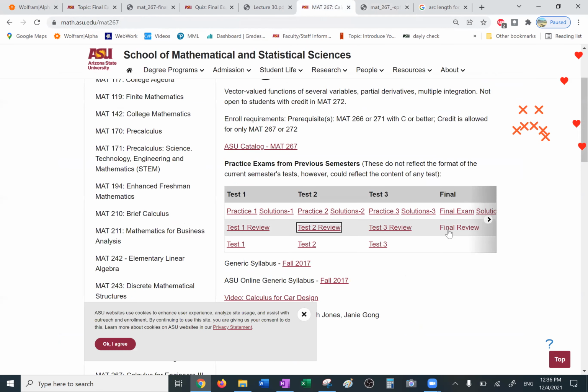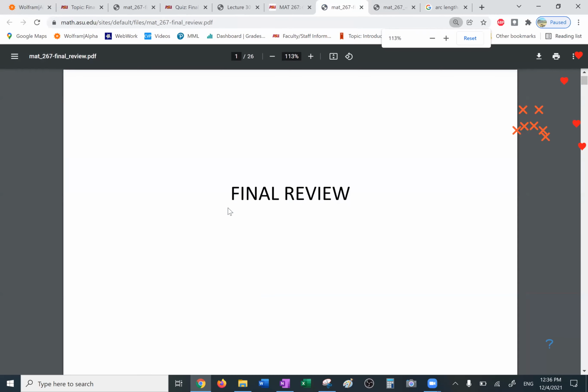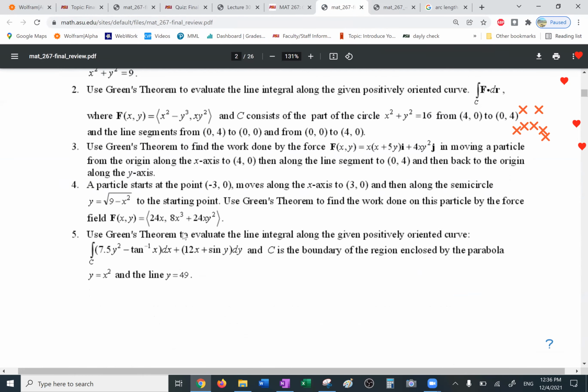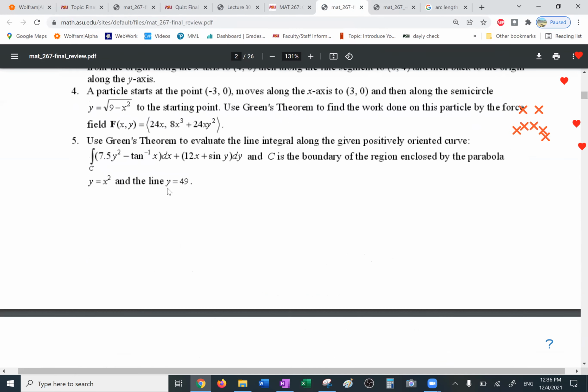Let's go to the final review. So you guys have solutions on these. Again, thank you to Sagar and Kelly who wrote this down. You have this, lots of Green's Theorem, review that. Ooh, that looks very good.